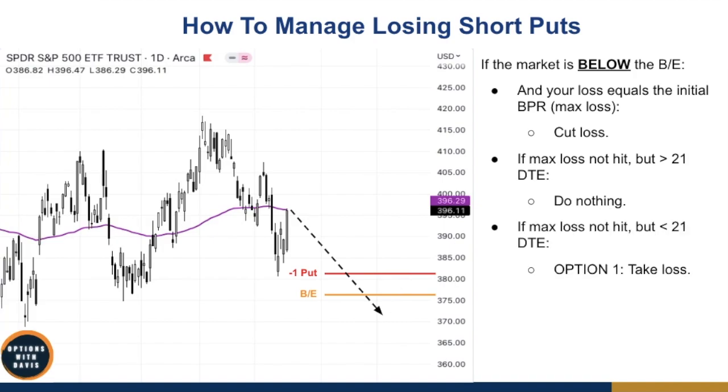Now, if the max loss is not hit, but there's less than 21 days to expiration left, then this is where you need to do something, right? So there are three options that you can take. The first option is to simply take a loss, right? You can always take a loss and then find another setup and enter into a trade. And this is the approach that I like the most, and the reason is because I have many trades going on at one time, right? If you have watched many of my other videos, you notice that I do not trade too many underlyings at one time, and I like to have many positions on a single underlying.